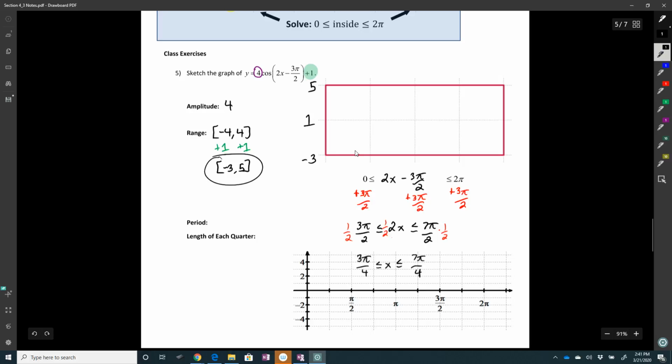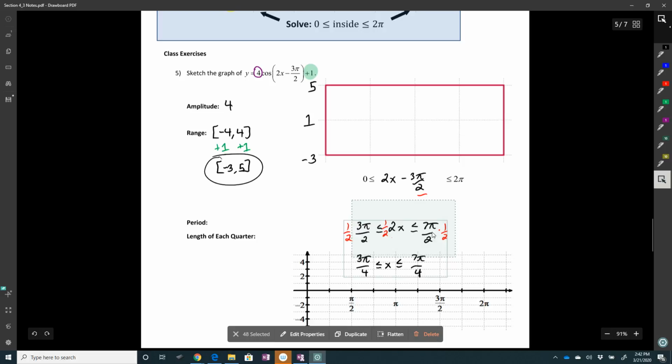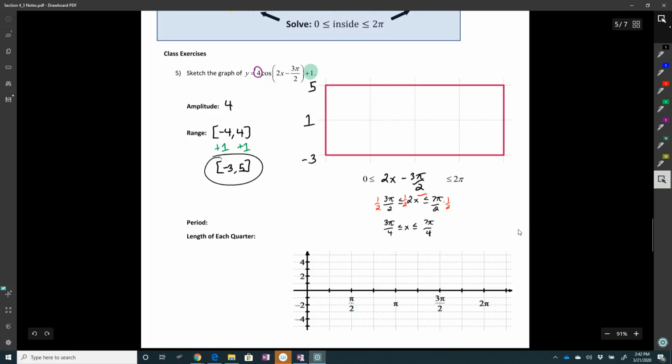Let me go ahead and shrink that. Let me erase some of the basic stuff so I have more room, and move this up a bit. So the left side is going to be 3 pi over 4 and the right side is going to be 7 pi over 4. My period is just, you take the sides and subtract them. 7 pi over 4 minus 3 pi over 4 is 4 pi over 4, which is just pi.